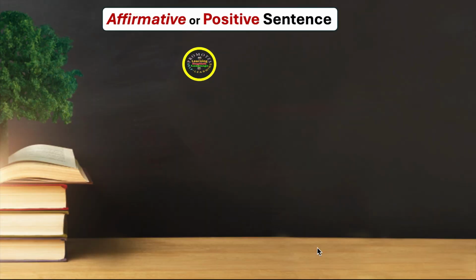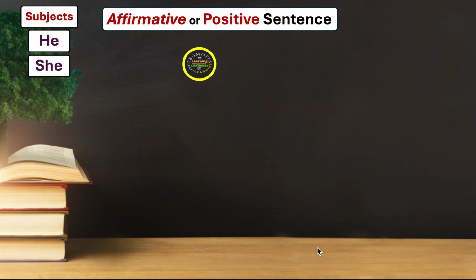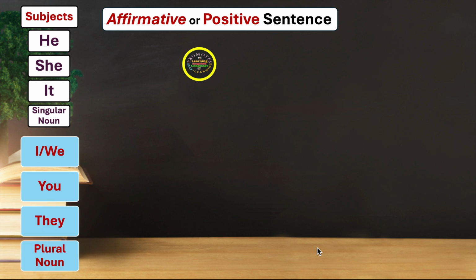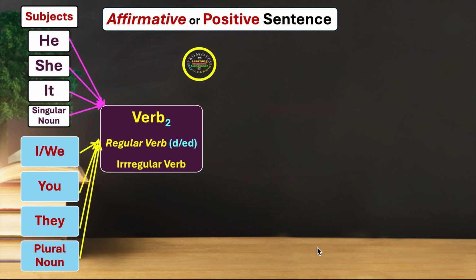This is the affirmative or positive form of a sentence in past simple tense. We have the subjects he, she, it, singular noun, and further we have the subjects I, we, you, they, and plural noun. So whether the subject is singular or plural, in the past simple tense we add the second form of the verb only. With a regular verb, we add d or ed at the end of it, and then the second form of an irregular verb.